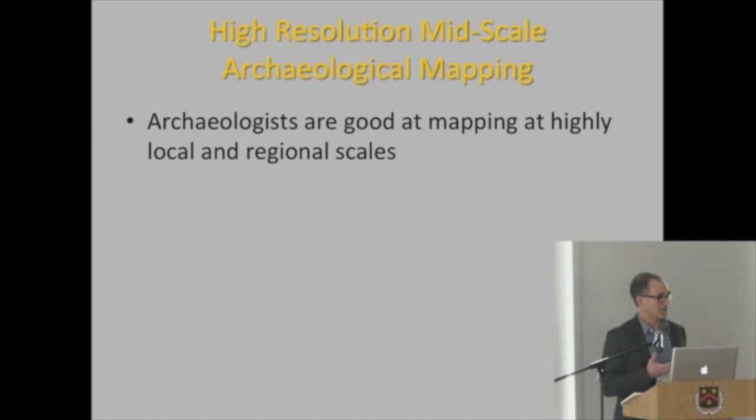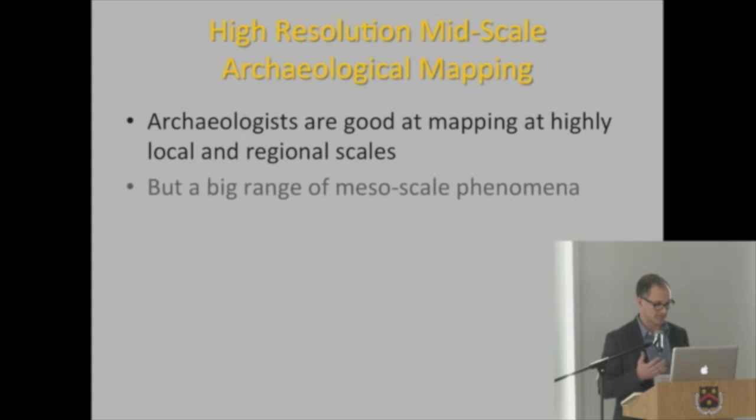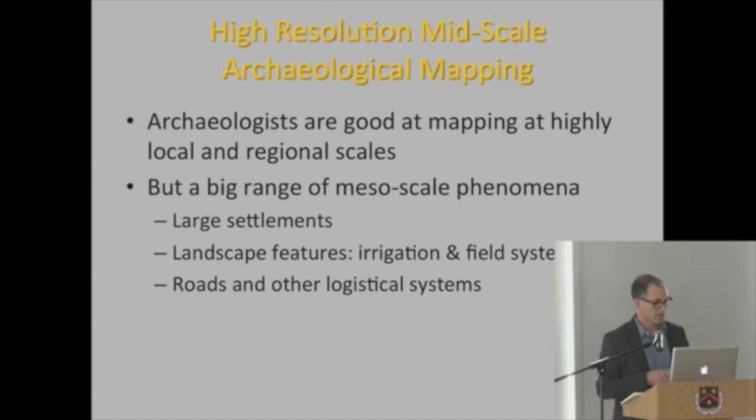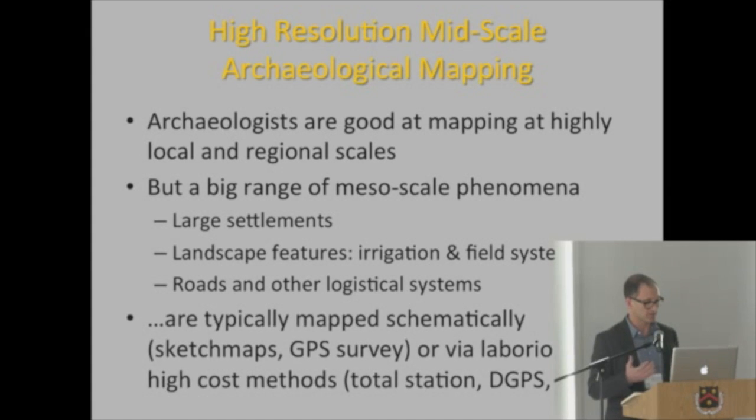We do excavation mapping, even using old school technology, really well. We can map regional survey quite well, obviously schematically, but at that scale we don't need much more. But there's a big range of mesoscale phenomena between those two: big settlements, big sites, landscapes, irrigation systems, field systems, logistical systems, road networks that I'll talk about here. Those kinds of things we tend to represent very schematically, or to the extent that we can document them in detail, it tends to be by very laborious or pretty expensive methods.